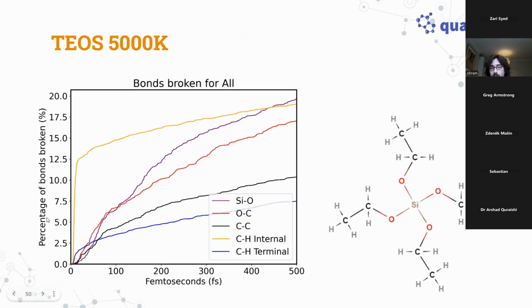And these are the bonds that we see broken: we're getting about one of the silicon oxygen bonds on average being broken, one of the oxygen carbon bonds being broken, and these carbon hydrogen bonds that are internal rather than on the end of the ligand.